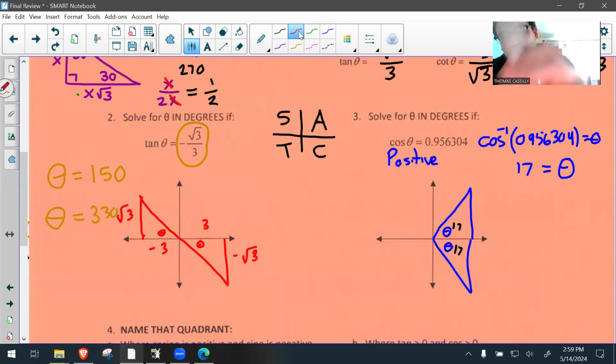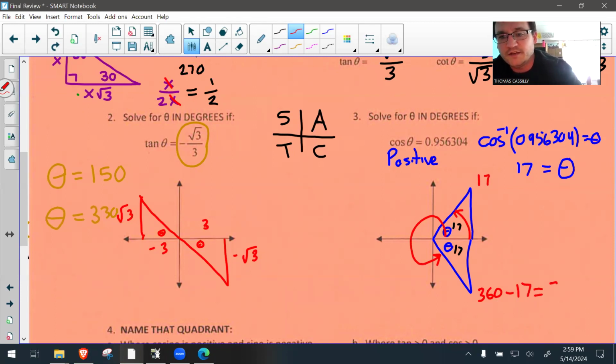But keep in mind, they are asking for this angle and this one. Right? So the first one, that's your 17. But this one down here is 360 degrees minus 17. Right? It's not a full spin. It's 17 degrees short of a full spin. So 360 minus 17 is going to give us 343. All right, so that is our second value here. So we should always have two answers for theta on these things, and that is 343.